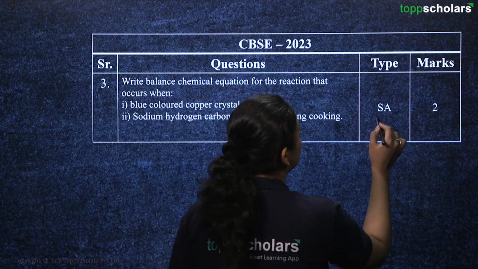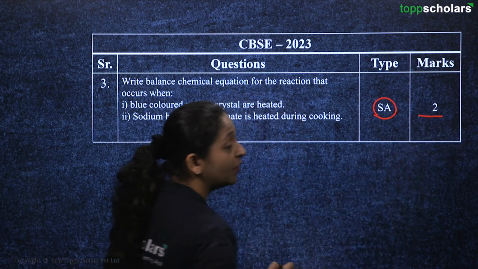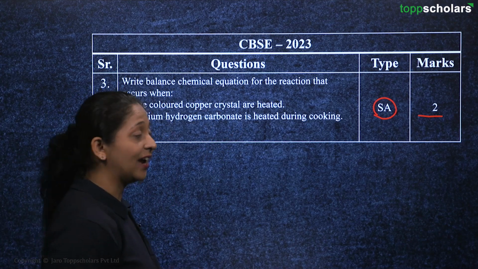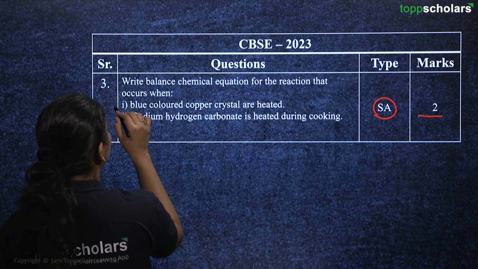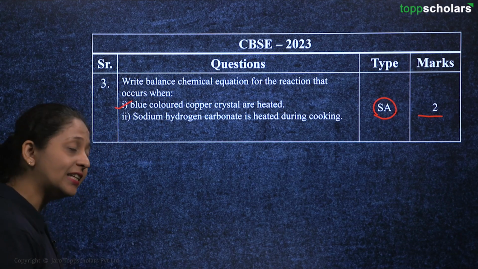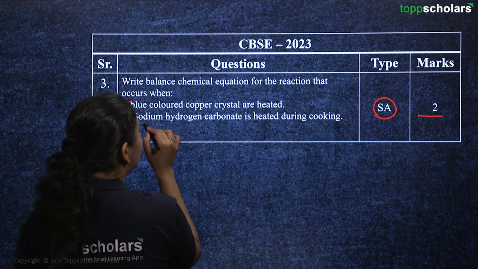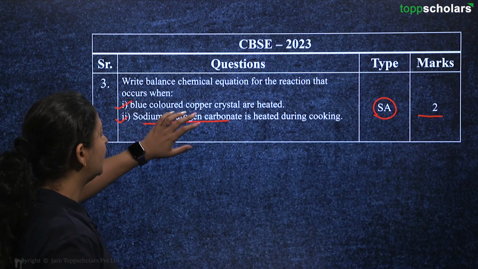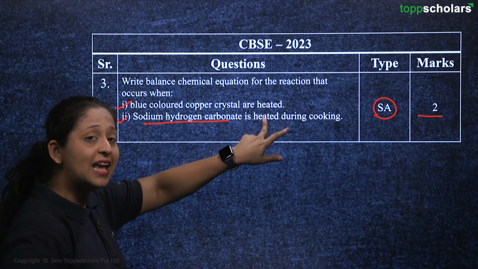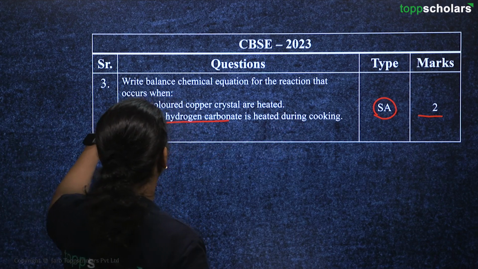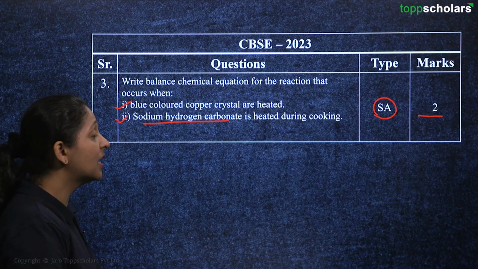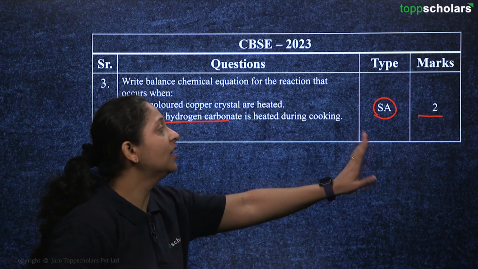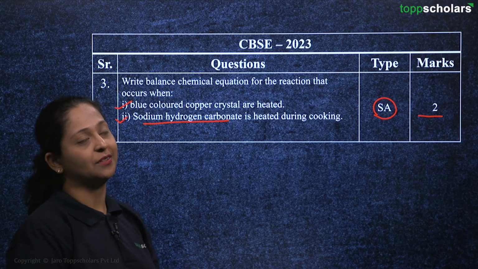From this paper, again, students, we have a short answer question giving 2 marks. Write a balanced chemical equation for the reaction that occurs when blue colored copper crystals are heated, and what will happen when sodium hydrogen carbonate is heated during cooking. So you have to tell what the reaction will be when heat is provided to both of these compounds, and just give the products as a balanced chemical equation, and you will get 2 marks for that.